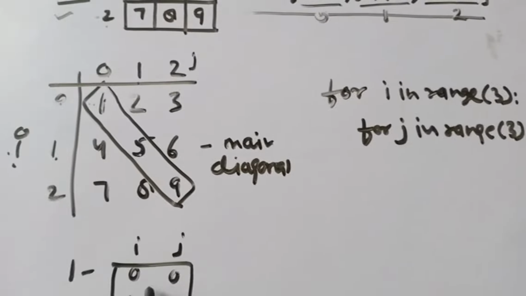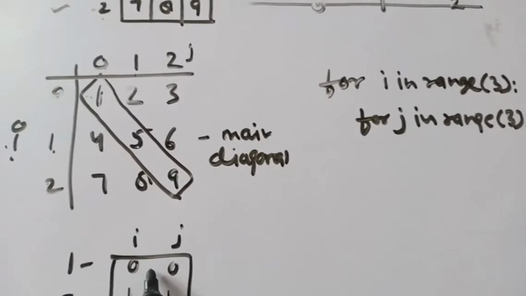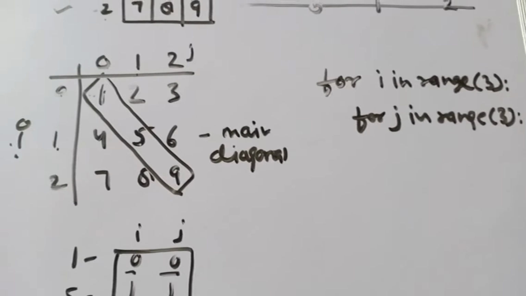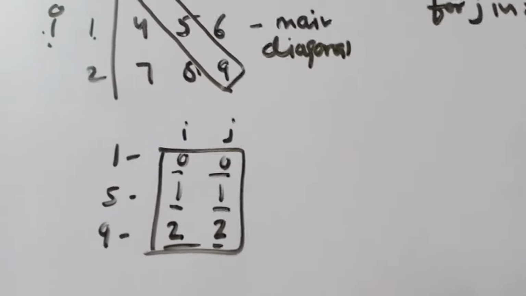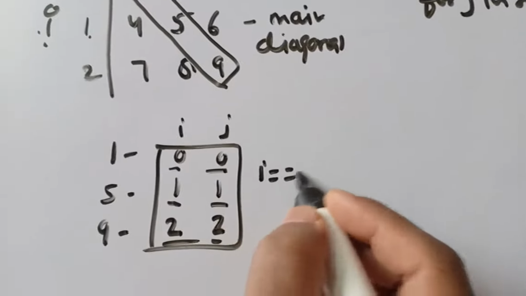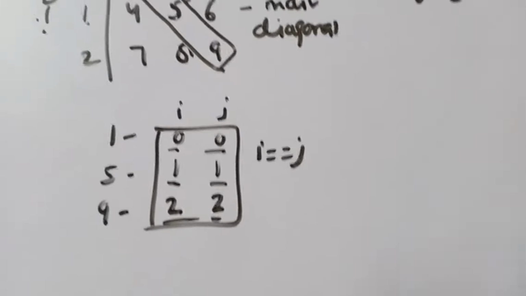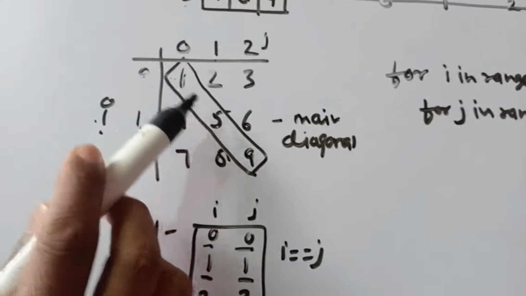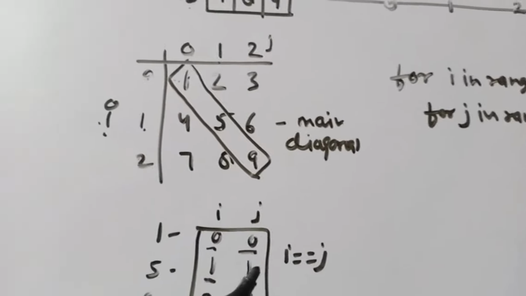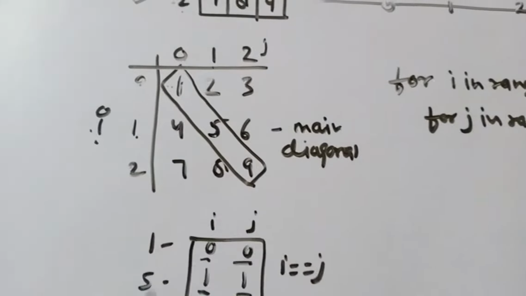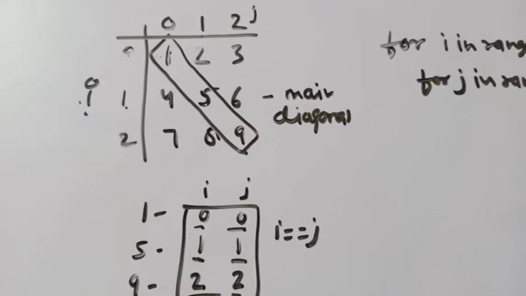In this case, we have to just create a relationship between the addresses of rows and columns. What is the relation shown here? The relation is directly shown here, that is I double equals J. Wherever I equals J, the values of the main diagonal lie. In any other case, I and J will not be equal.